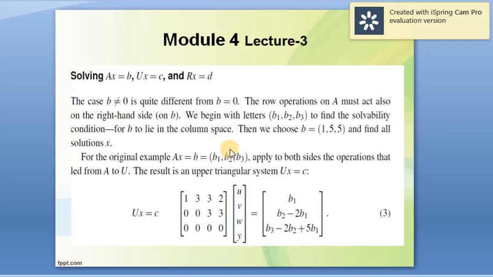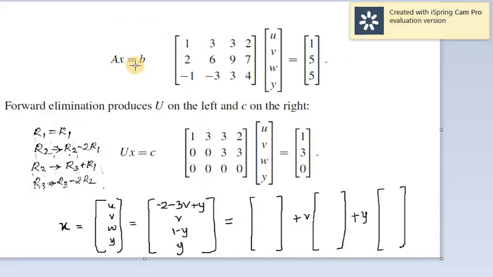Let's find how to find a solution to Ax = b. As we know, our equation is Ax = b, where A is this 3 by 4 matrix, x is (u, v, w, y), and b is, let's say, given as (1, 5, 5). To solve this as usual, we can't solve this equation directly because it has 3 equations with 4 unknowns, and this becomes impossible to solve.